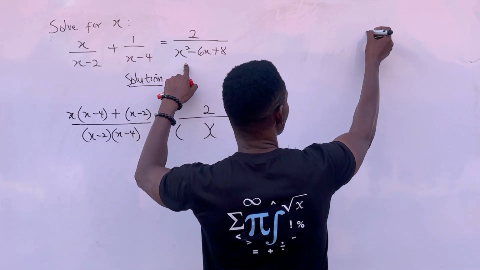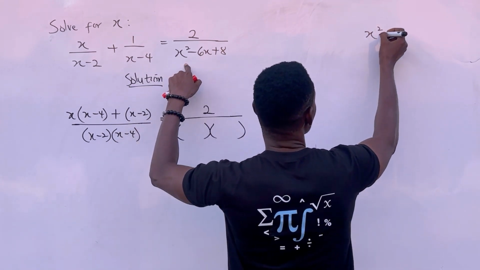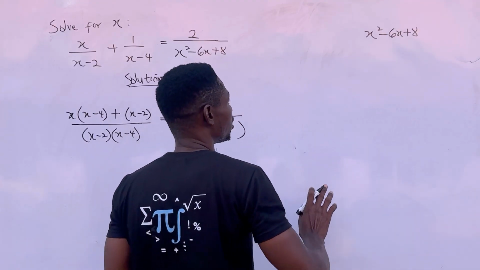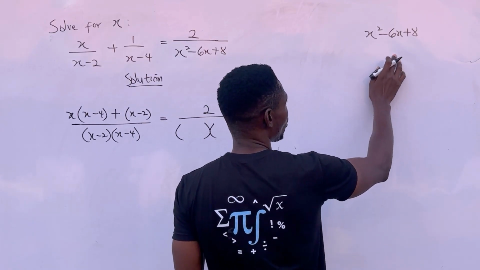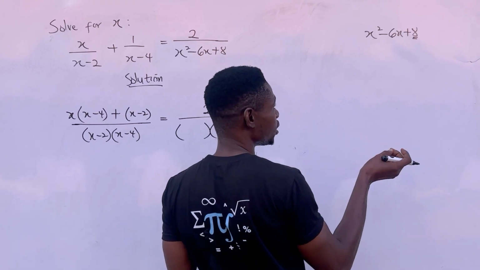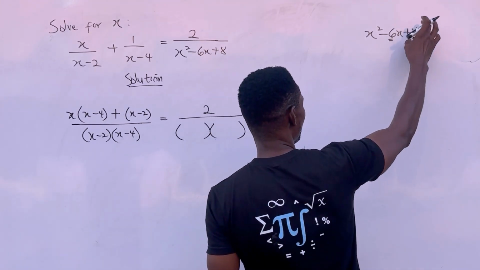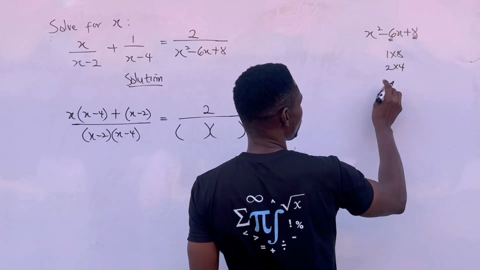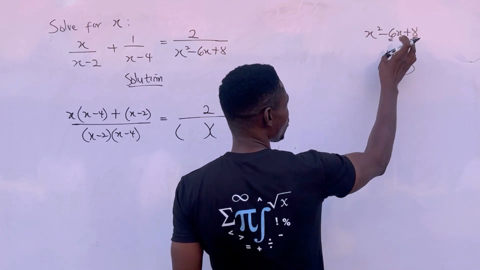What we have is x squared minus 6x plus 8. Now, the way we factorize quadratic equations, we look for 2 numbers that when we multiply will give us c, which is 8. And when we add, will give us minus 6, which is b. So what are numbers we can multiply to give us 8? We have 1 multiplied by 8, 2 multiplied by 4. But what will give us 6, because when we add them, we need minus 6.